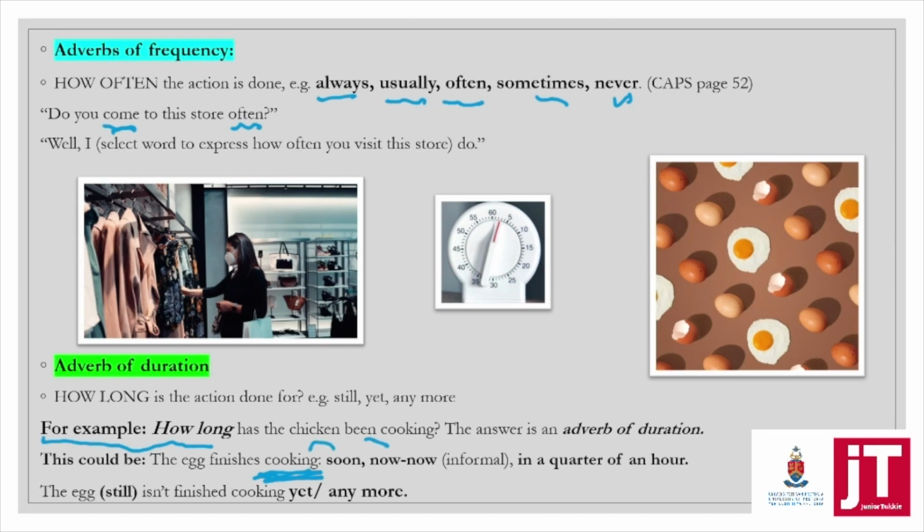Soon. Now. That's informal, but we use it all the time. In a quarter of an hour. Okay, so that is when something has quite a small timer on it. Okay, the egg still isn't finished cooking yet or anymore. Okay, those are some more adverbs of duration. Okay, and adverbs of duration always have a timer on them.